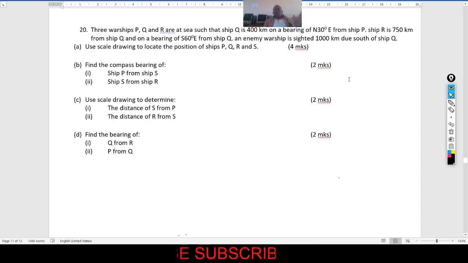You have to know how to sketch north 30 degrees from ship P. I'll give you a sketch, then you'll draw on your own the accurate figure. Ship R is 760 kilometers from ship Q, on a bearing of south 60 degrees east from ship Q. So first of all, we are told that ship Q is 400 kilometers on a bearing from ship P.